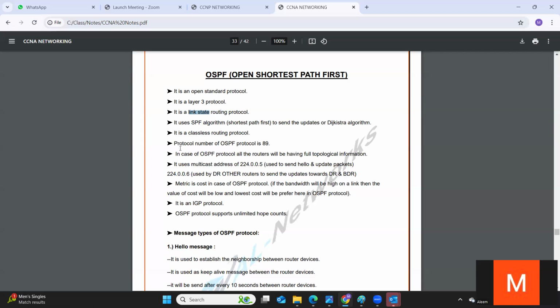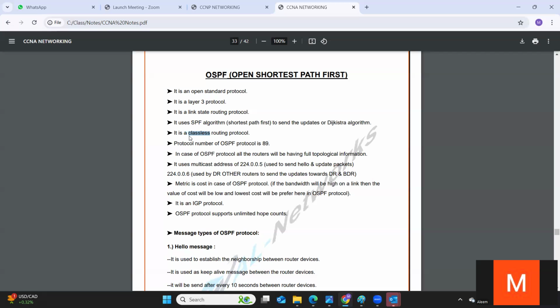So OSPF will work based on the SPF algorithm. SPF stands for Shortest Path First algorithm, and OSPF neighborship will form. Apart from that, on the basis of the SPF algorithm, it will select the best path. We also call it the Dijkstra algorithm, and it is a classless routing protocol.